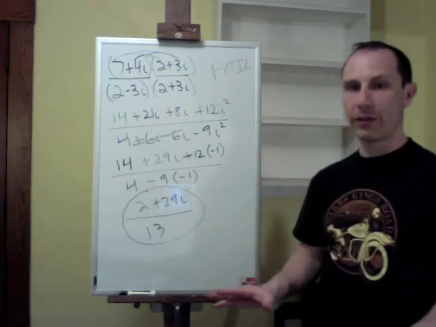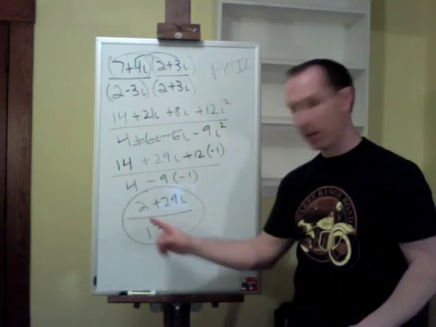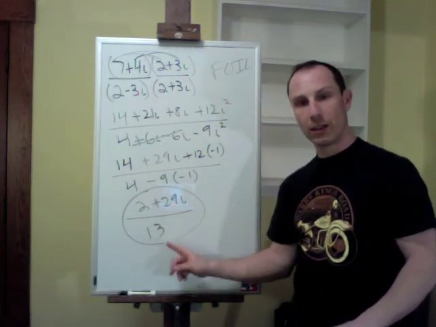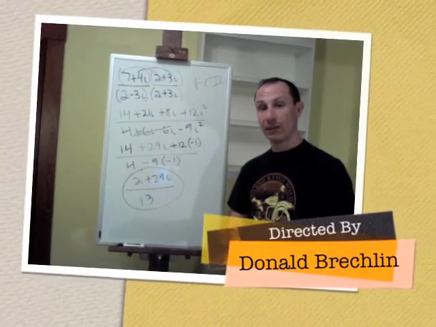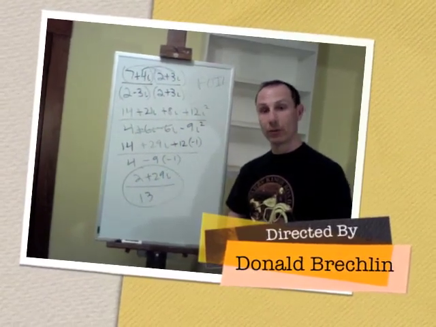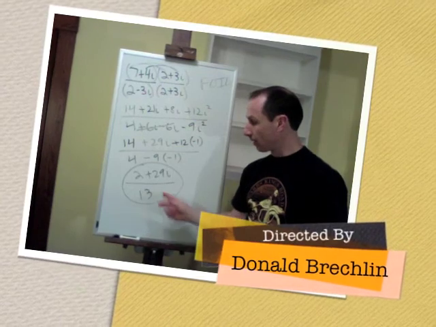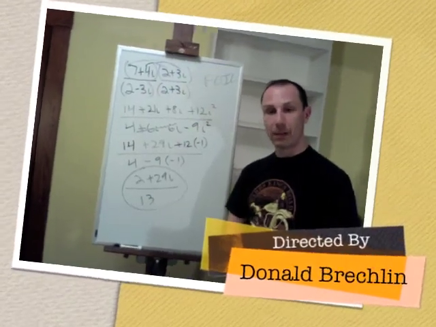And before I walk away from this problem, the last thing I want to check is that 2, 29, and 13, do they have any common factors? If they do, I can reduce this whole fraction. And that's how you rationalize imaginary numbers.